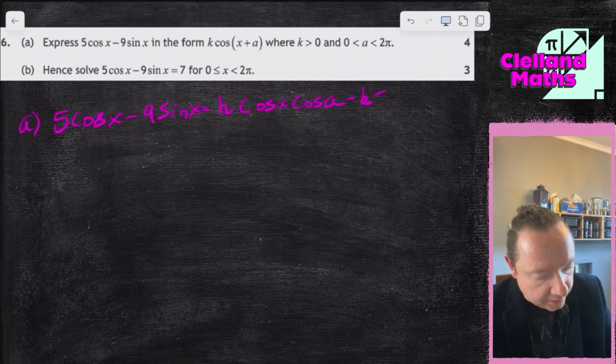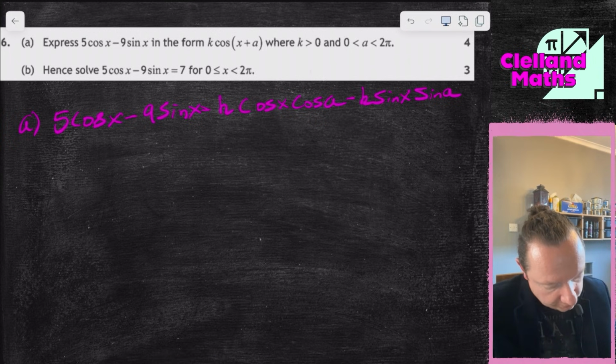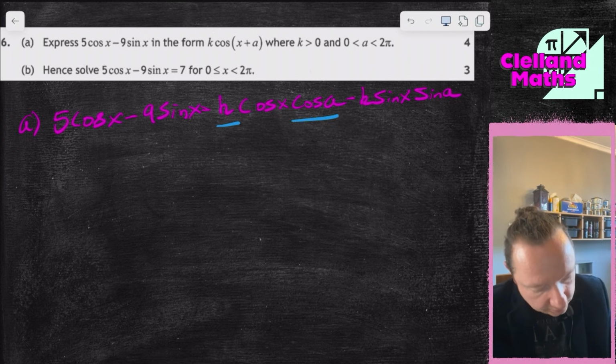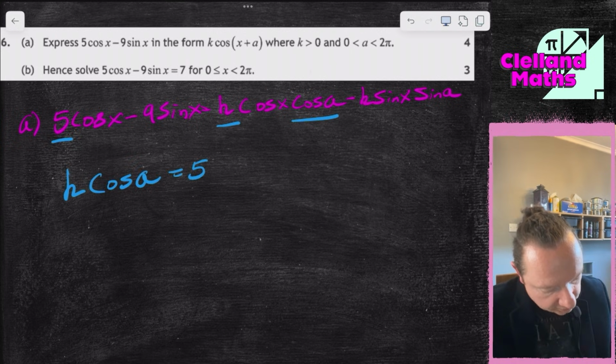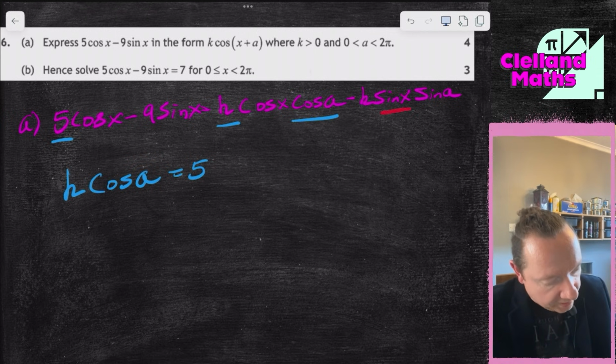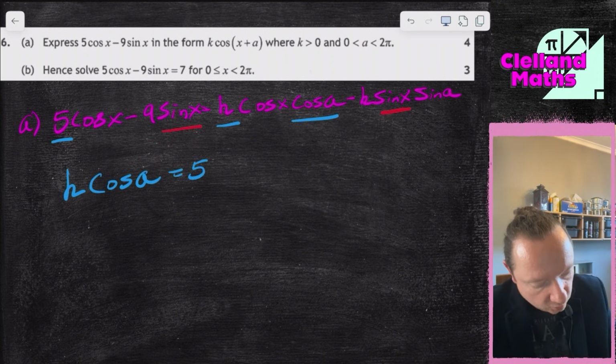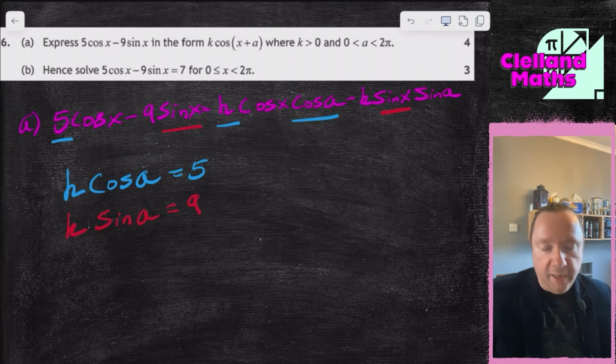Change the sign, k sin x sin a. So I'm now examining what's in front of cos x on both sides. Well, k cos a equals 5. And then similarly, in front of sin x, it's minus k sin a, but it's a minus on both sides, so I can just cancel the minus straight away. So it's just k sin a is equal to 9. If you don't like that, you can just write minus k sin a equals minus 9, so k sin a equals 9. So we've got our two equations.